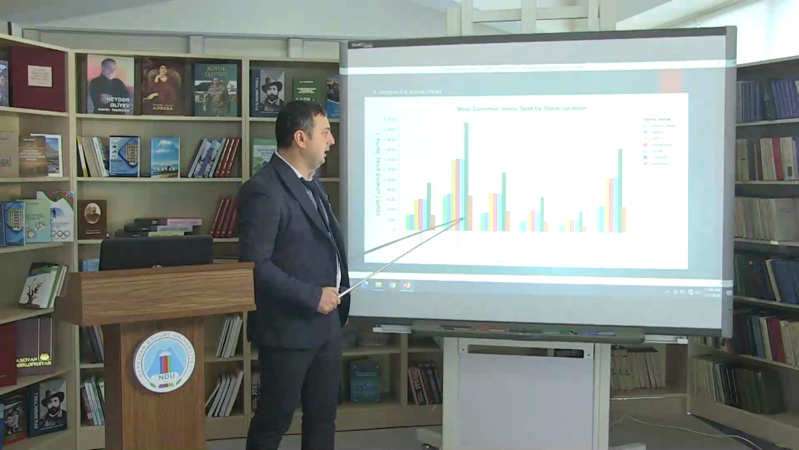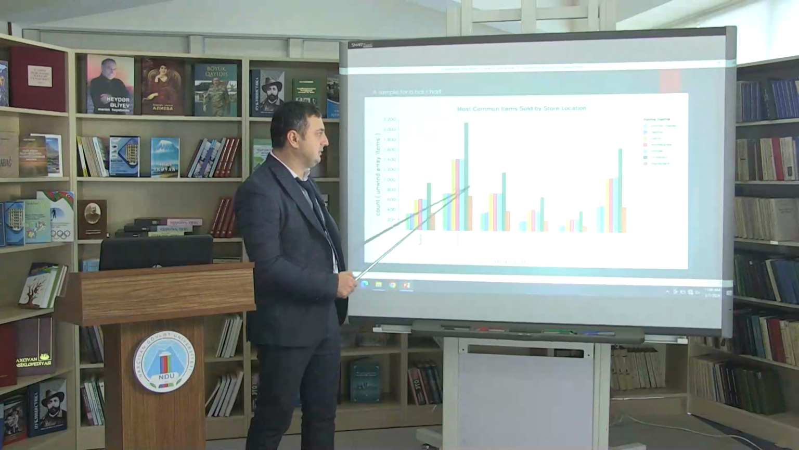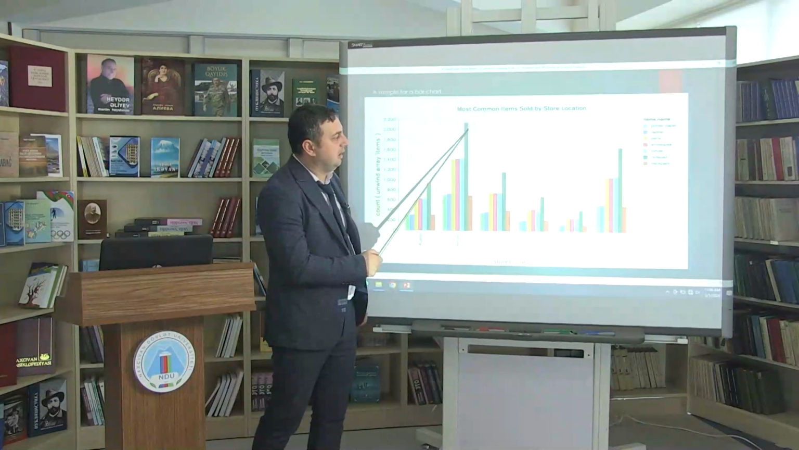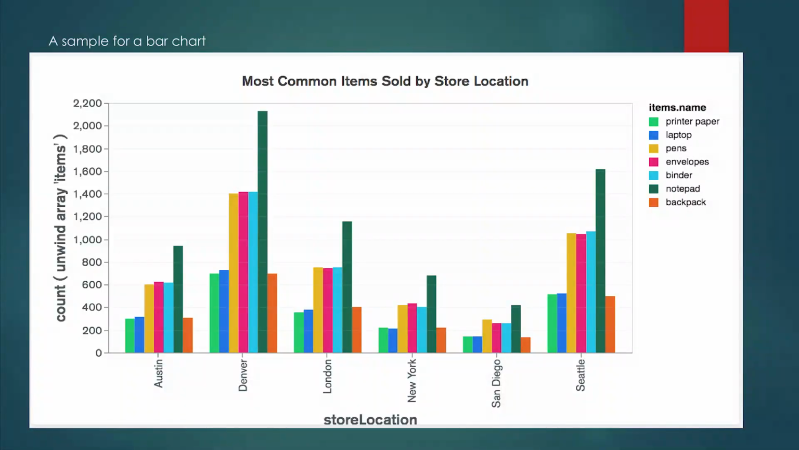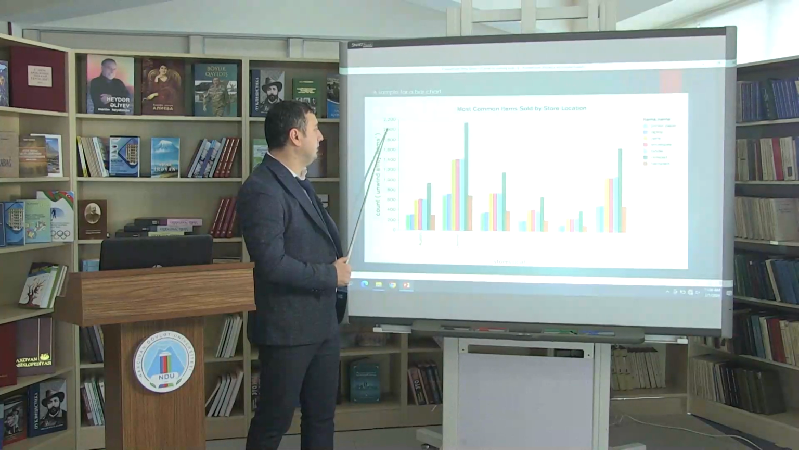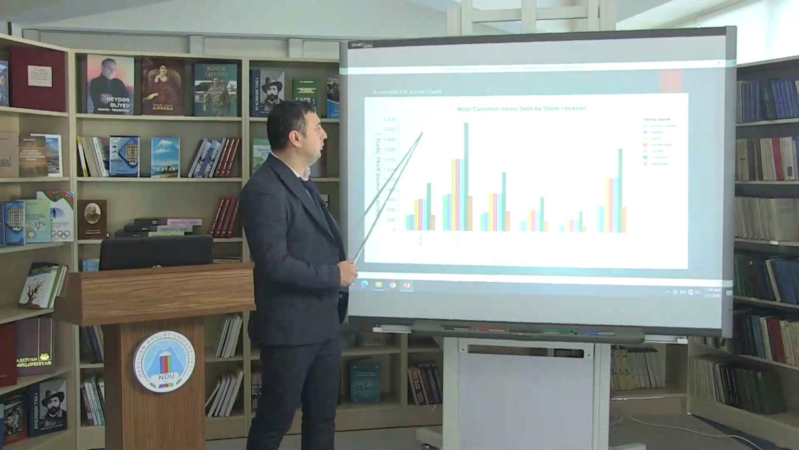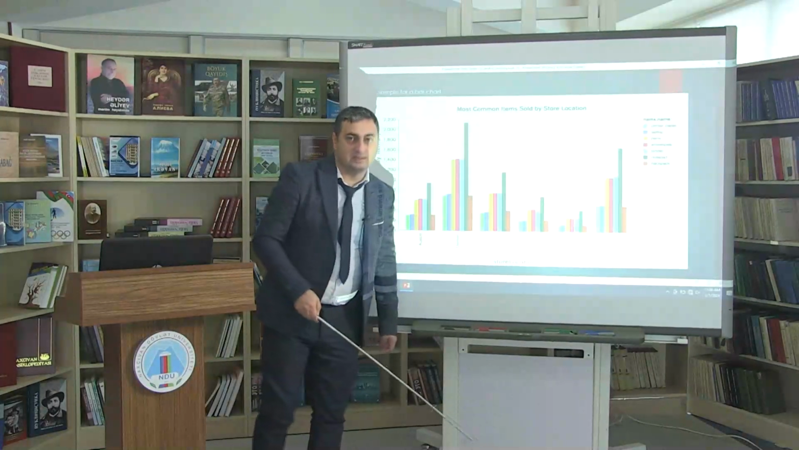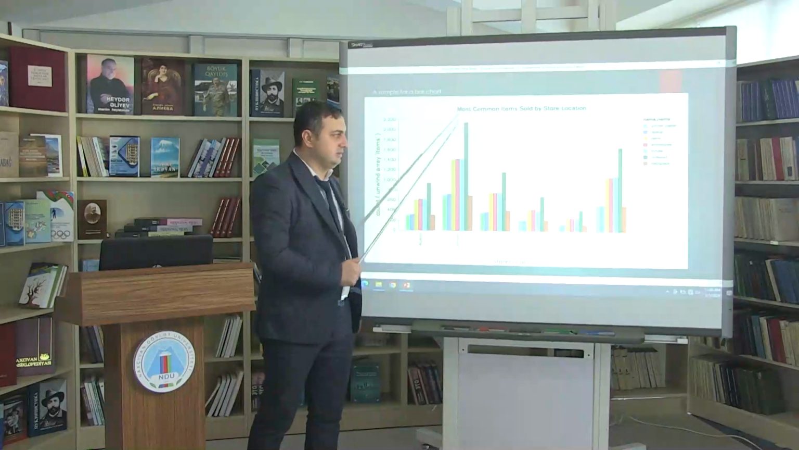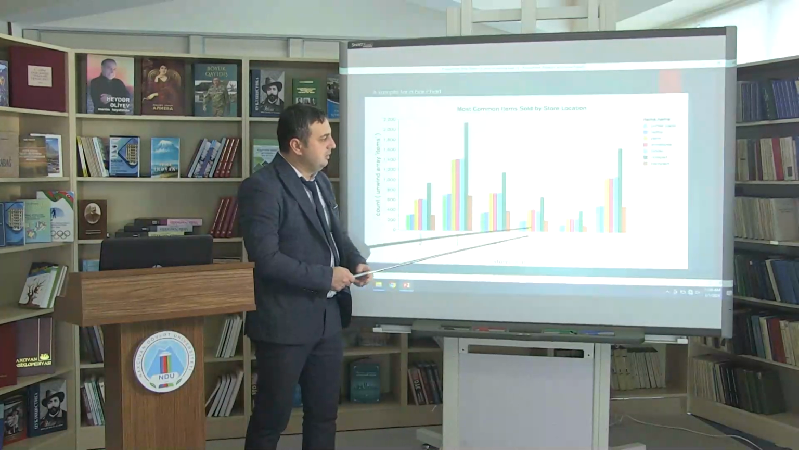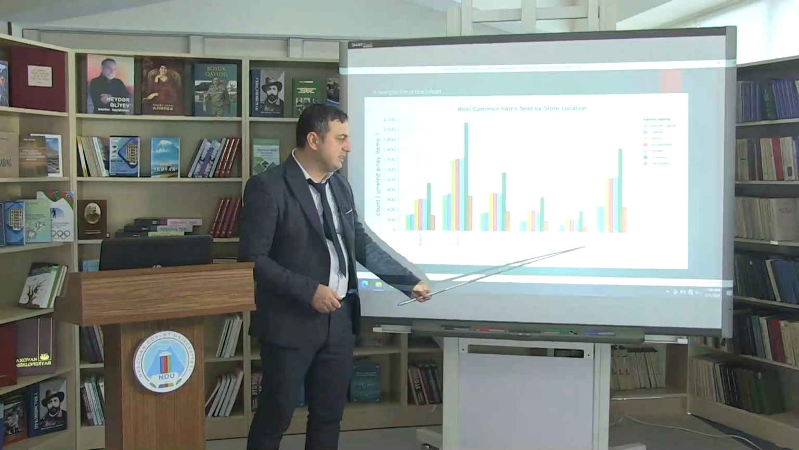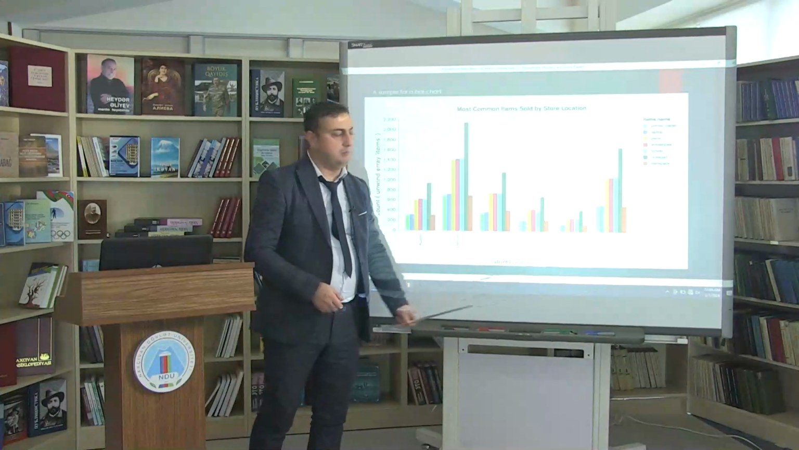Okay. For example, let's take the highest bar, and this is notepad. As we see, notepads have been sold in Denver. For example, 2,100 notepads were sold in Denver, which constitutes the most sales according to this bar chart. But the least sales belong to, or pertain to, San Diego in the backpack.